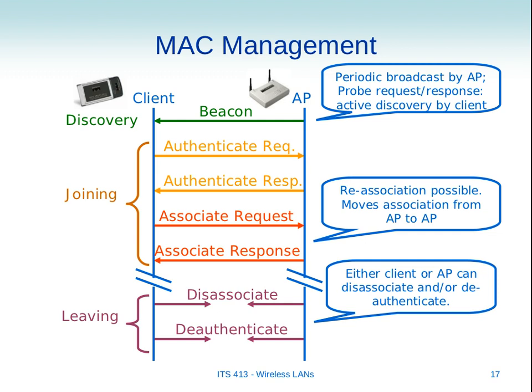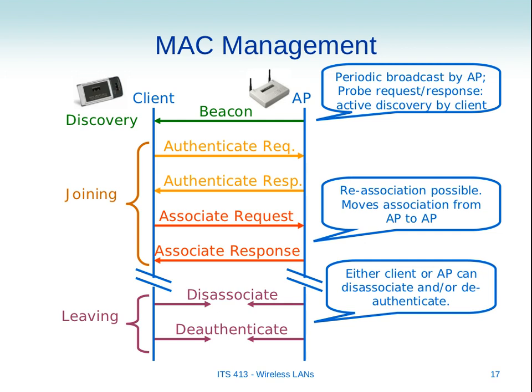This doesn't show the probe request or probe response. We can use one or the other or both. It depends upon the configuration of the access point and the client. Once I discover an access point, my client then joins with that access point. It sends an authentication request frame to the access point, possibly providing some authentication details, some credentials, to prove who I am. Access point can check that information and send back a response, successful or not. Are you authenticated or not?